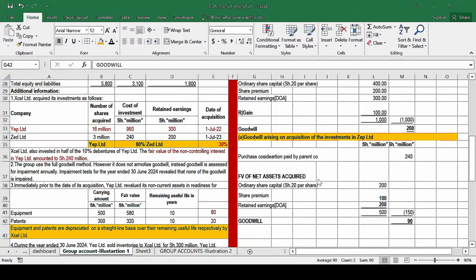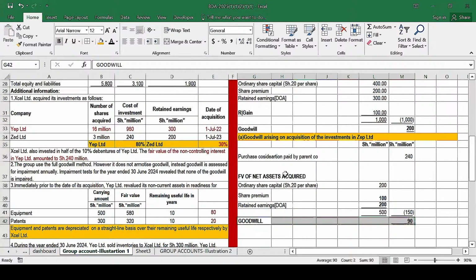I think I've explained that at length. When computing the goodwill of a joint venture or even an associate, you can't compute that using the full goodwill method. The goodwill of the subsidiary is the one which can be computed using the full goodwill method or partial. When computing the goodwill of an associate or a joint venture, you always use the partial.